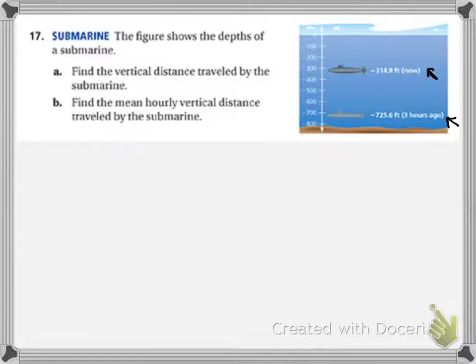The first part of this problem, part A, asks us to find the vertical distance traveled by the submarine. So just like we were doing before, we want to subtract. So we're going to take negative 725.6, subtract negative 314.9.